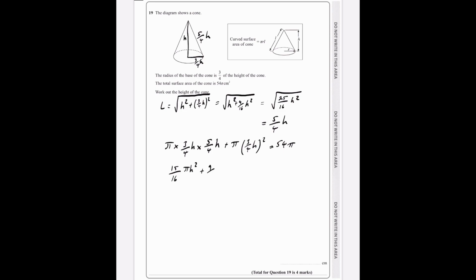So 3/4 times 5 over 4 is 15/16. Squaring 3 over 4 is 9/16. Grouping those all together and dividing both sides by pi, 3 over 2 h squared equals 54. Divide both sides by 1.5. h squared equals 36. Our height is 6.